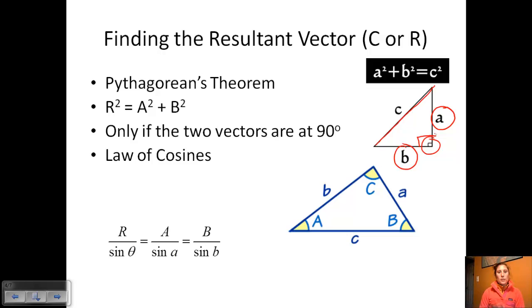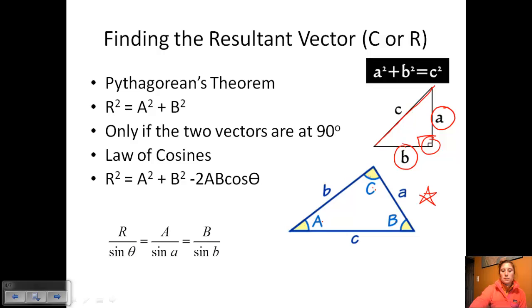The two other ways to add vectors are for when the two pieces of the resultant are not at 90 degrees. The first is the law of cosines, and this is r squared equals a squared plus b squared minus 2 times a times b times the cosine of theta, or the angle. This would be an example of a triangle that is not at 90 degrees, looking at either angle A or angle B. We'll do some examples with this in class.